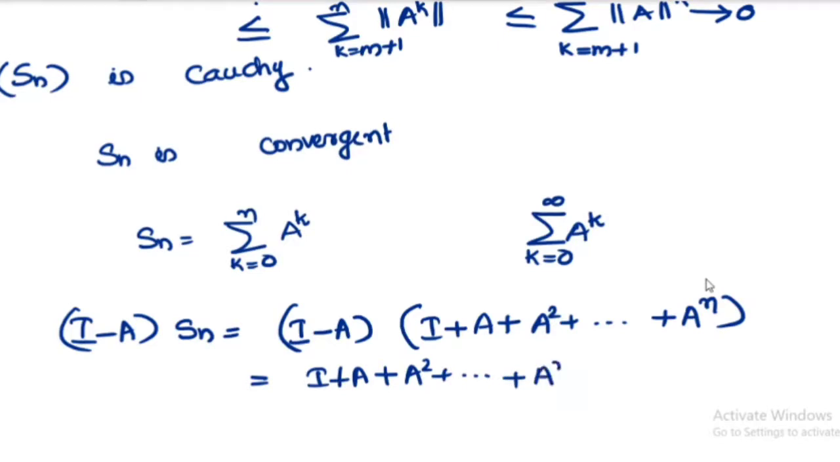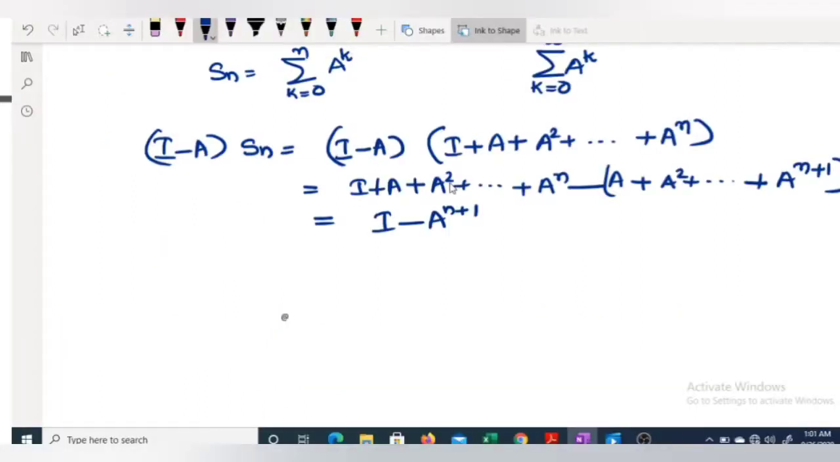Plus a raised to n minus a into I. This is a plus a square plus etc. plus a raised to n plus 1. Okay, a minus a cancel, a square minus a square cancel, and finally we get I minus a raised to n plus 1. Now I minus a into Sn is equal to I minus a raised to n plus 1. Now what about a raised to n plus 1?